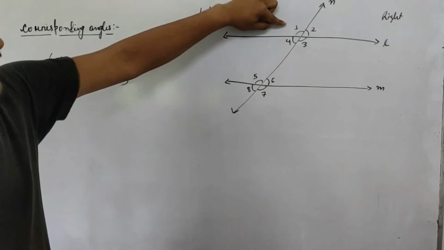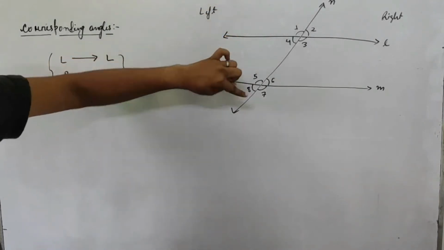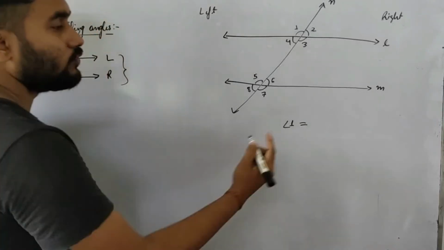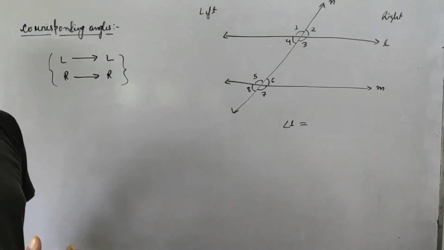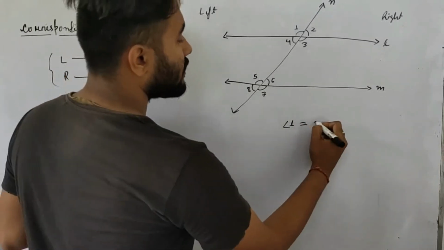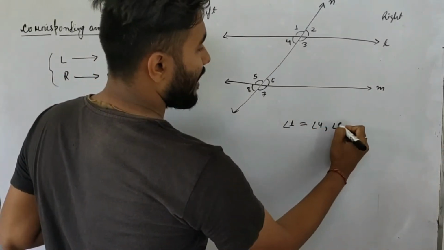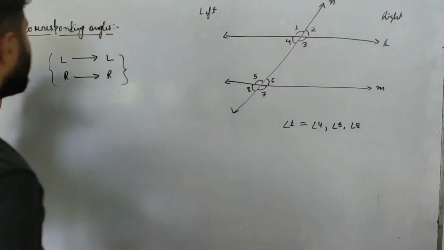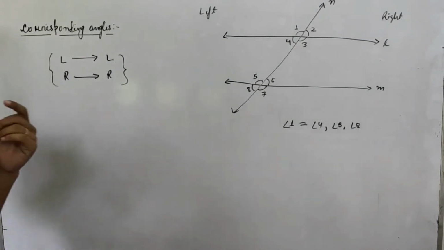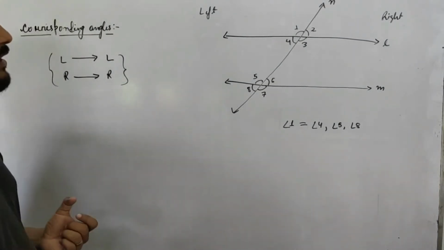Means how many angles are there? 4, 5 and 8. If I ask what is the corresponding angle of 1, which angle will be equal? That is corresponding angles. Then what are your options left? Your options are angle 4, angle 5 and angle 8, because I have said that left will be equal with left. Isn't it?